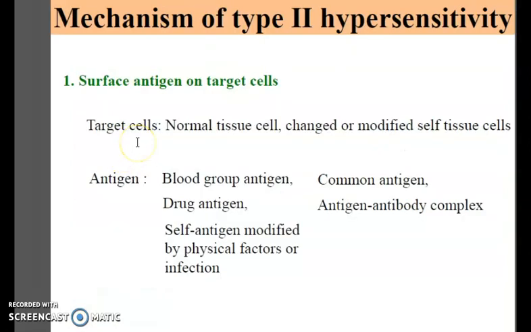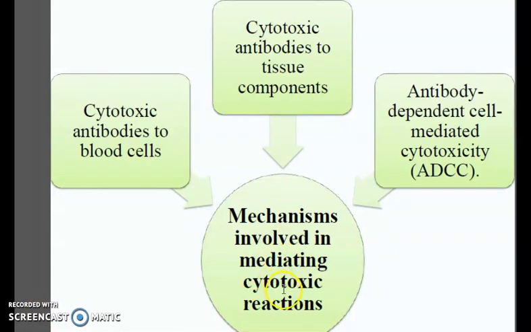The target cells in type 2 hypersensitivity reactions are the normal tissue cells and changed or modified self-tissue cells, and the antigens include the blood group antigen, common antigen, drug antigen, antigen-antibody complex, and self-antigen modified by physical factors or infection. So the mechanisms involved in mediating cytotoxic reaction can be categorized into three groups: cytotoxic antibodies to blood cells, cytotoxic antibodies to the tissue components, and the antibody-dependent cell-mediated cytotoxicity, that is ADCC.